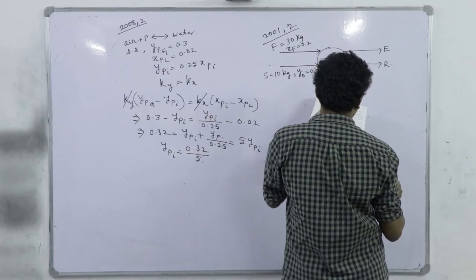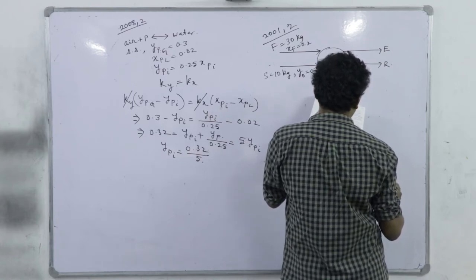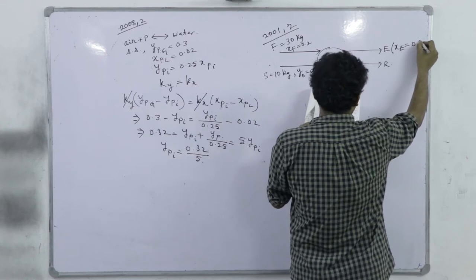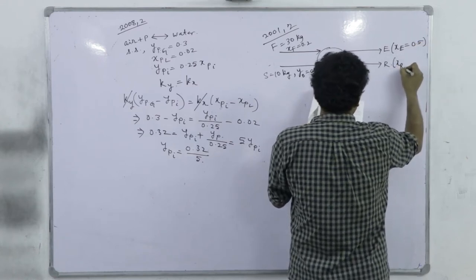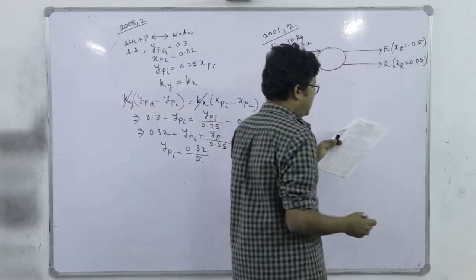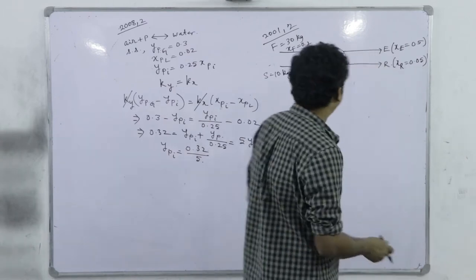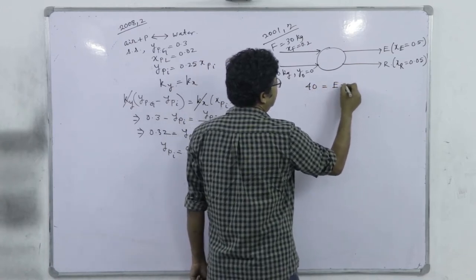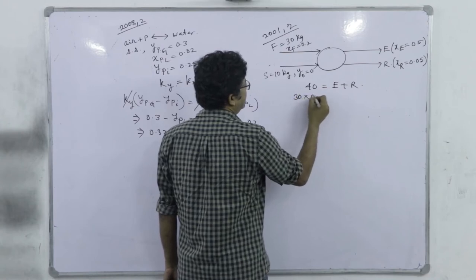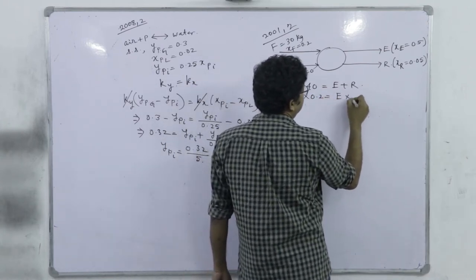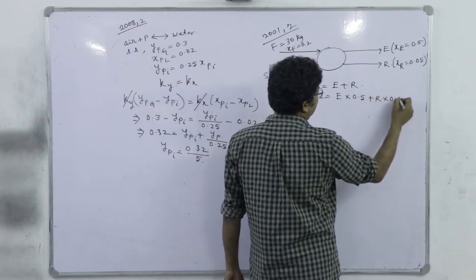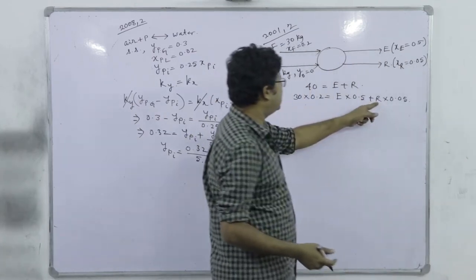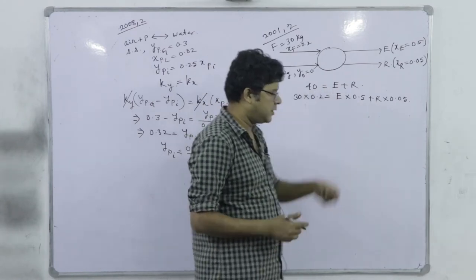Containing extract and raffinate phase, containing A at XAE, here XE is equal to 0.5 and XR is equal to 0.05 respectively, the mass of the total extract phase. Right. So, overall mass balance, it's very easy, 30 plus 10, 40 is equal to E plus R, and 30 into 0.2 is equal to E into 0.5 plus R into 0.05, and from there we can solve for this mass of the extract phase upon substitution of R as 40 minus E, and therefrom we can solve.